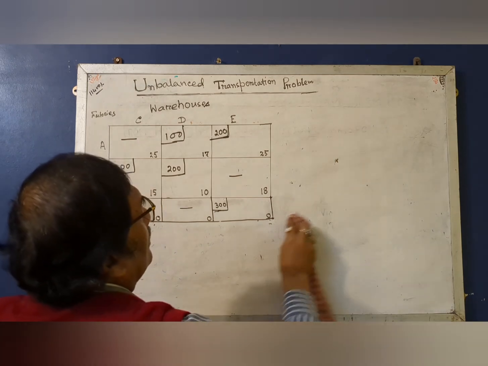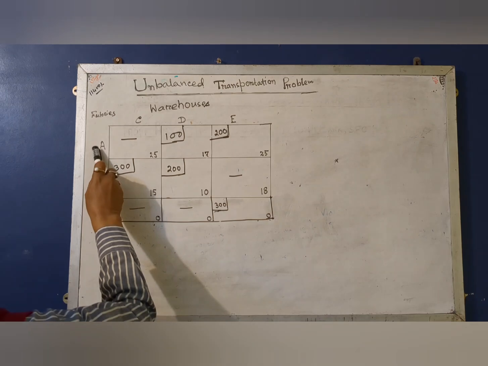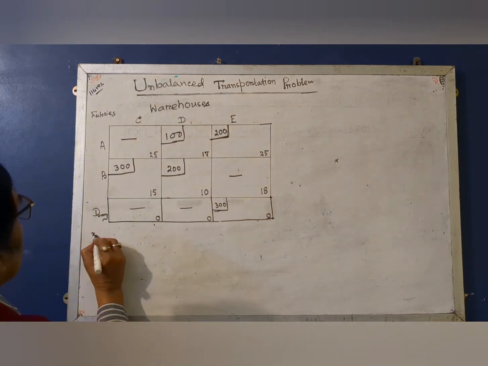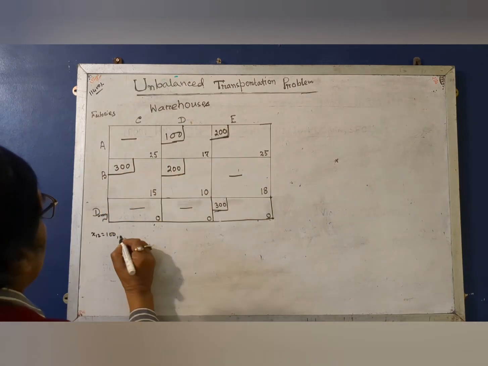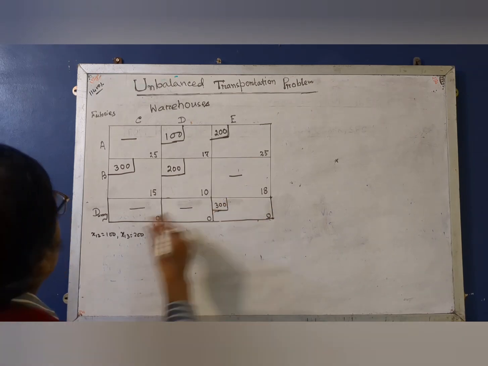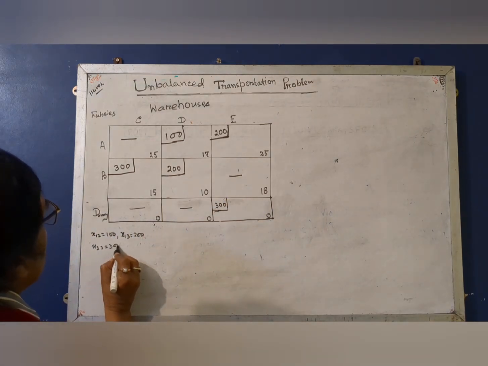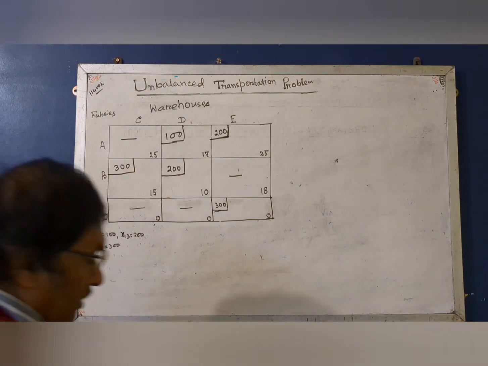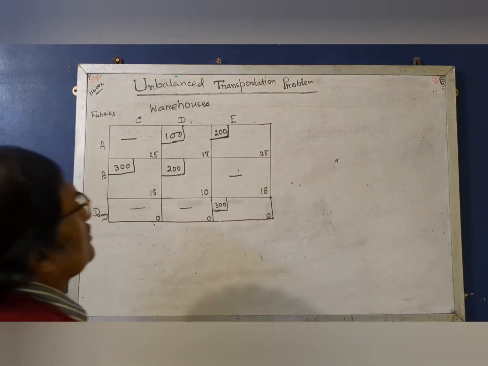Okay. This is the basic feasible solution. If you want to write it, x12 is equal to 100, x13 is equal to 200, and x33 is equal to 300. These are the basic allocations, the basic variables. Okay, now I am going to apply the MODI method to optimize this transportation problem.